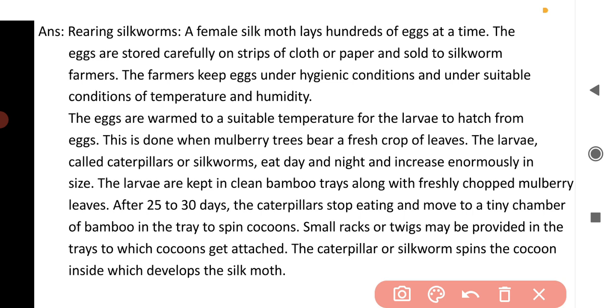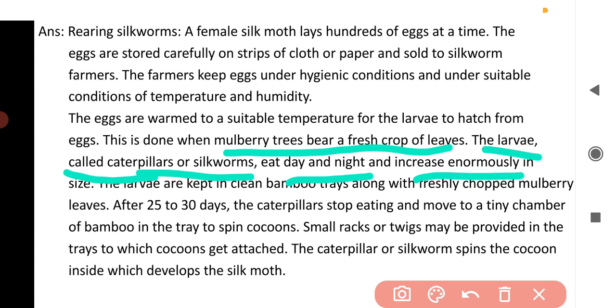Then the eggs are warmed to a suitable temperature for the larva to hatch from the eggs. This is done when the mulberry trees bear a fresh crop of leaves, because the caterpillars feed on the mulberry leaves. The larva, also called the caterpillar or silkworm, eats day and night. They eat mulberry leaves day and night and increase enormously in size.